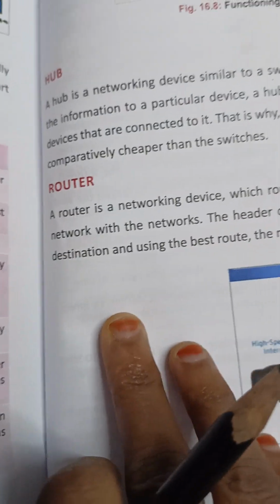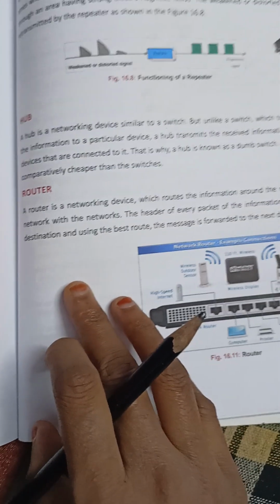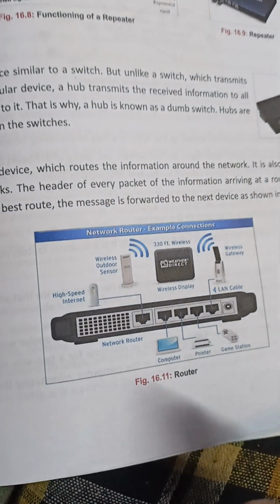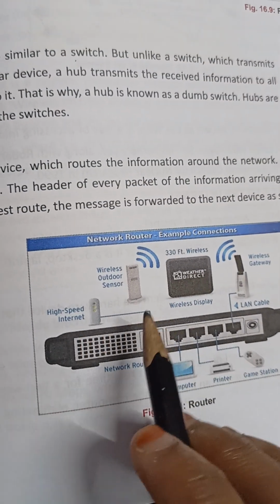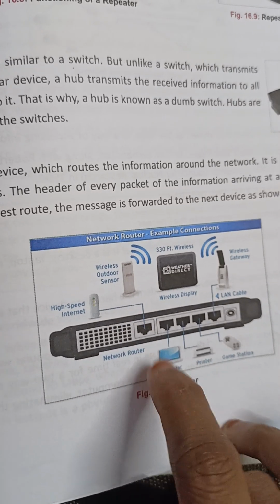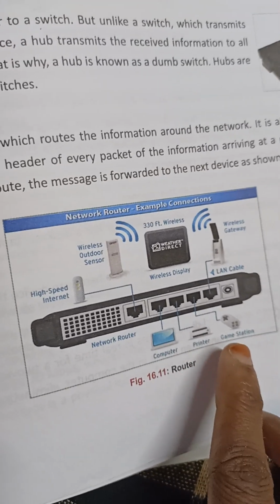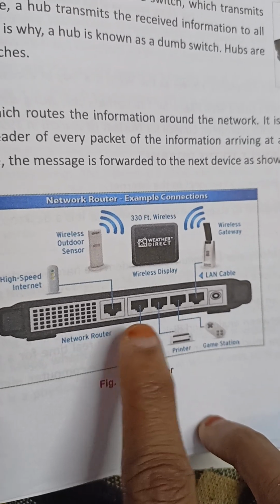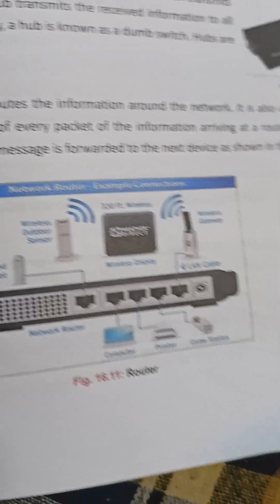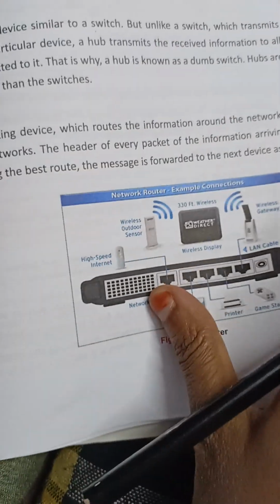Now the next one is router. In your homes you will see this router, right? This router has different kinds of cables. One is connecting the computer, one is connecting the printer, and one, if you want to connect to game stations like that, will be useful. Okay, so one is used for Wi-Fi internet connection and all that. This is a router, it is a networking device.